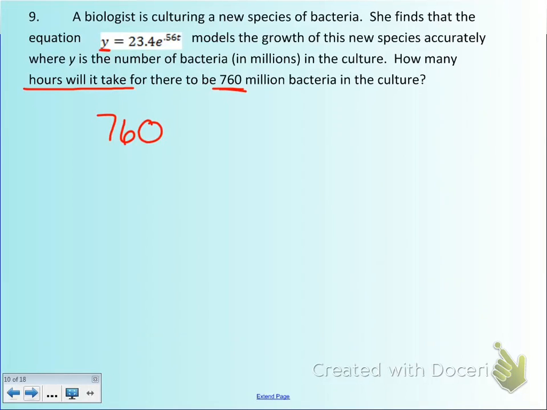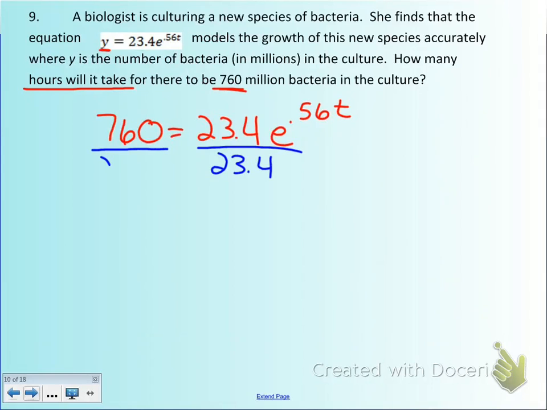So 760 equals 23.4 e to the 0.56 t power. So we want to isolate the t, which means we need to isolate the e, and e is being multiplied by 23.4, so we're going to divide both sides by 23.4, giving us an answer here of 32.479 equals e to the 0.56 t.